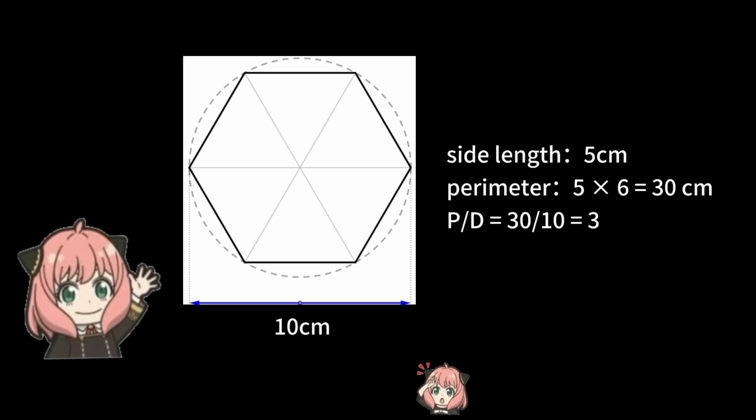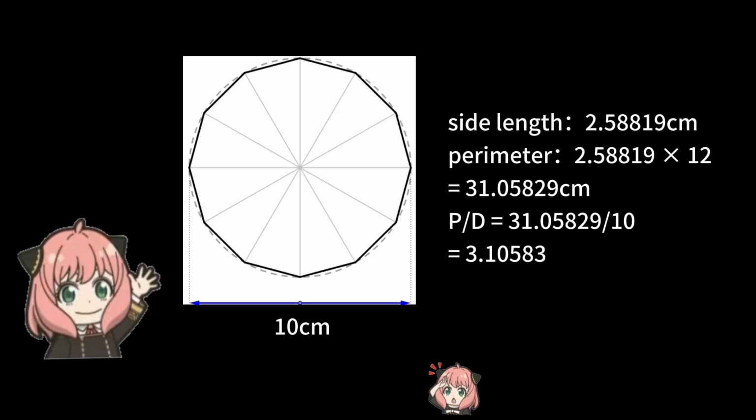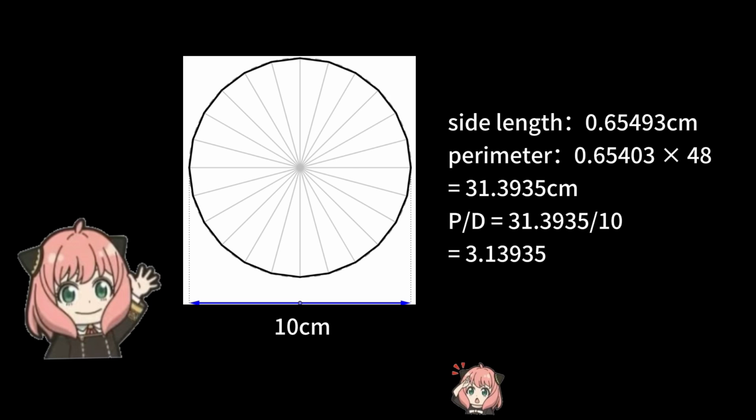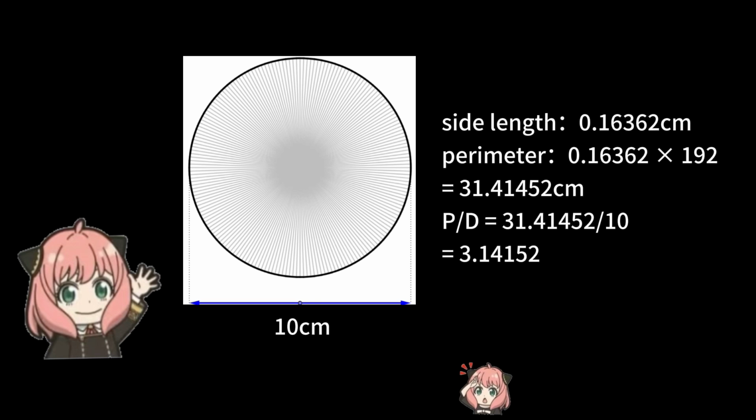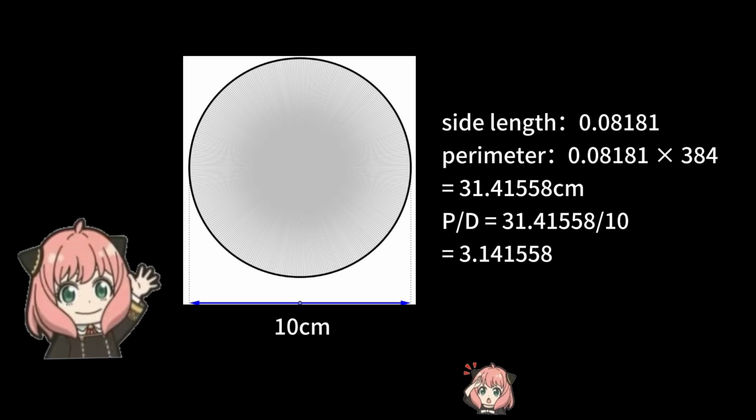By dividing its perimeter by its diameter, we can get a rough estimate of pi, which is 3. Then we divide each side of the hexagon in half, which gives us a dodecagon. After calculating, we obtain a result that is even closer to the true value of pi. By repeating this process, our polygon becomes closer and closer to a perfect circle, and the value of pi becomes more and more precise.